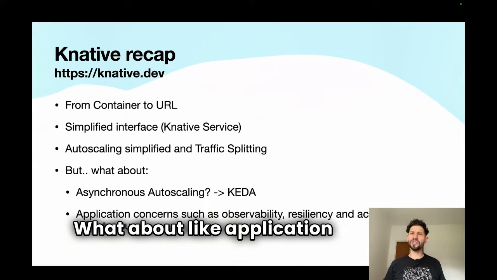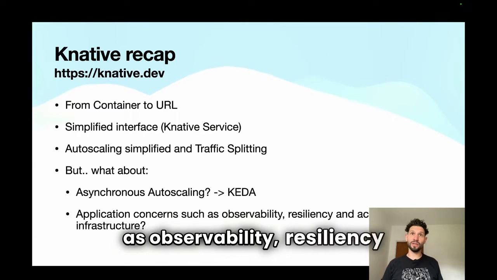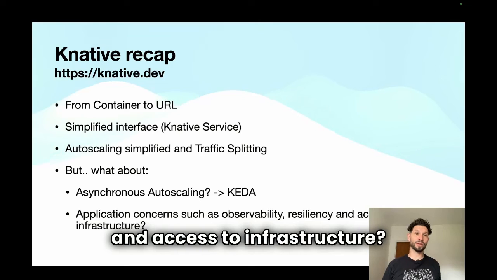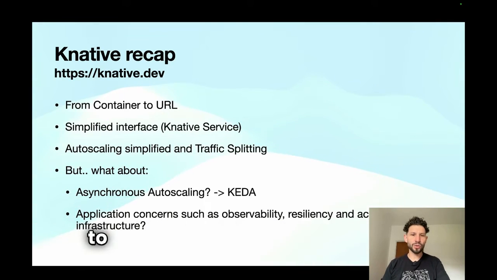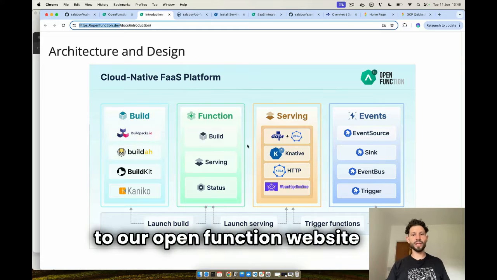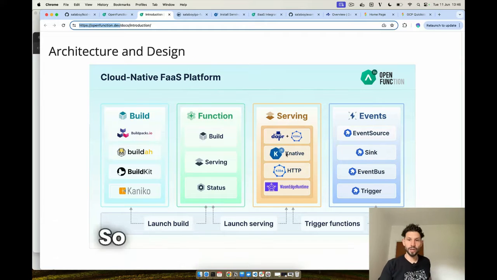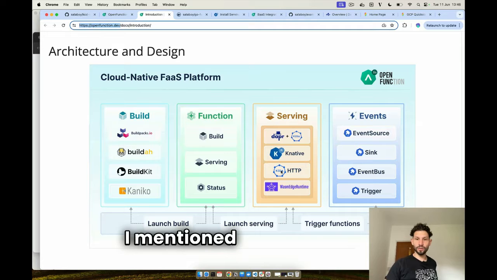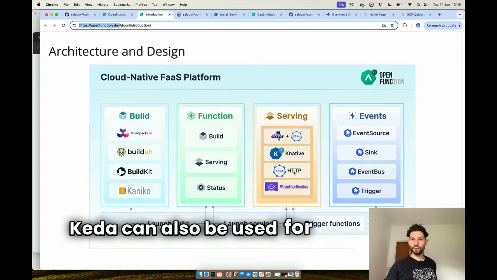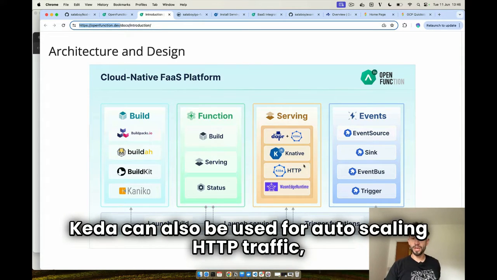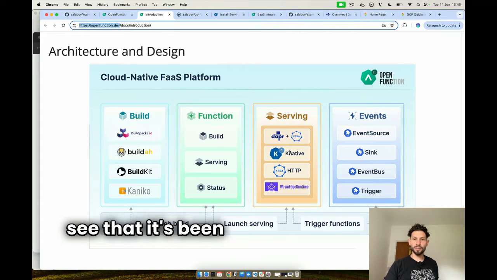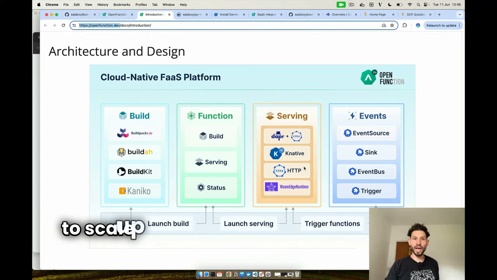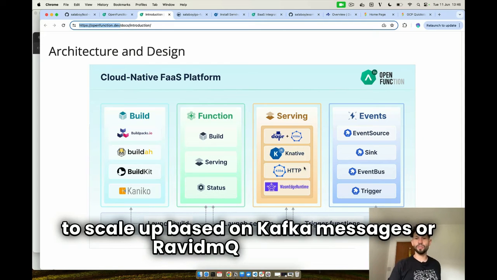What about application concerns such as observability, resiliency, and access to infrastructure? That's what we're going to take a look at next. And for that, we're going to go back to our OpenFunction website that shows a bunch of projects here. So we saw Knative already. I mentioned KEDA quickly. KEDA can also be used for autoscaling HTTP traffic. But in general, in the OpenFunction documentation, you will see that it's mentioned a lot when you want to scale up based on Kafka messages or RabbitMQ messages.